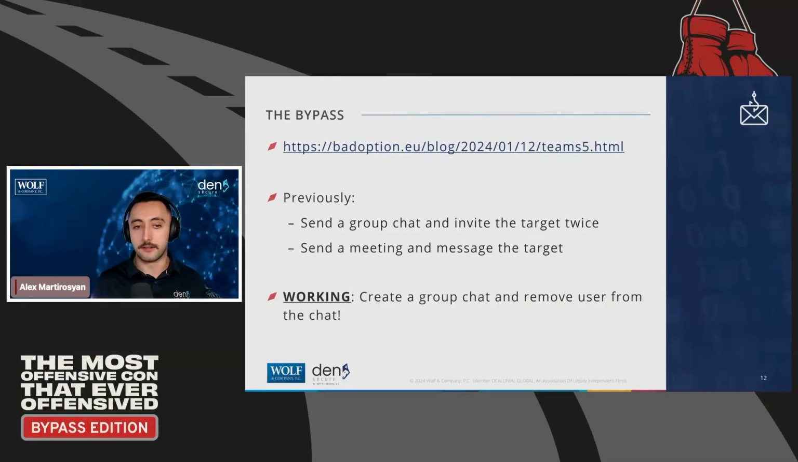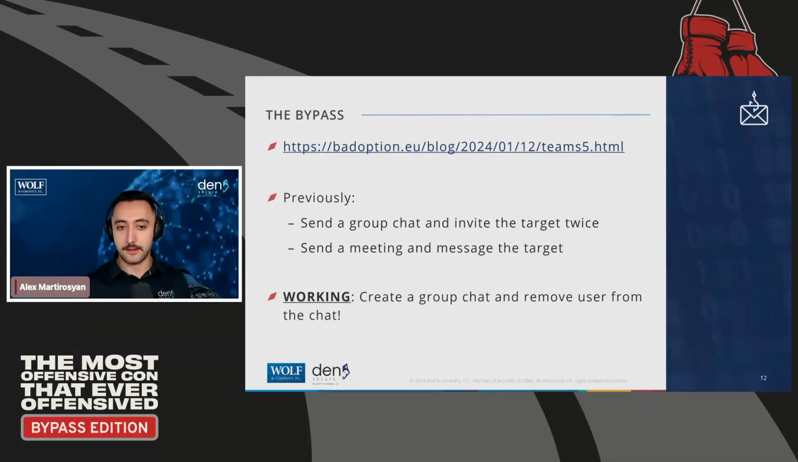So how does a bypass actually work? Previously, there were two ways; the blog post link is there for the newest one. The first was to create a group chat and invite the target twice. You can name it whatever you want, invite them twice, and then start sending messages, no splash page. That got fixed. Microsoft fixed it.